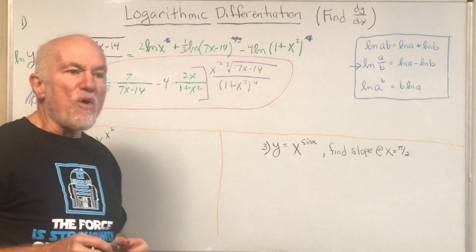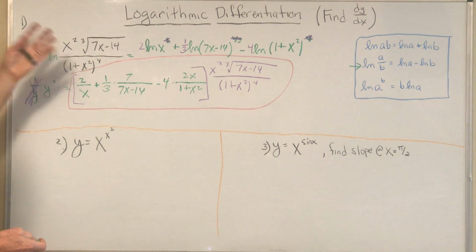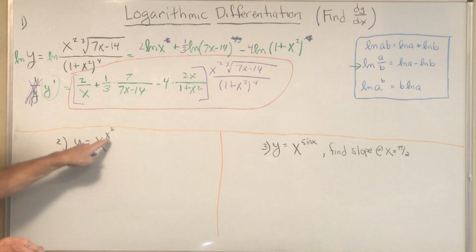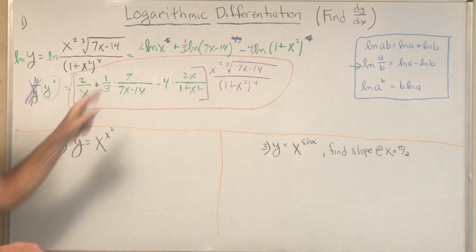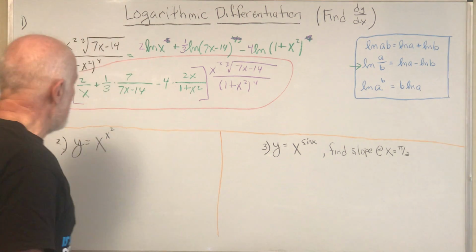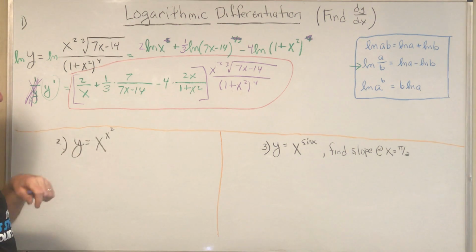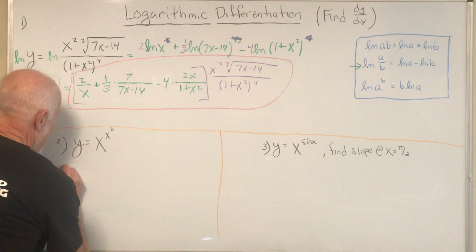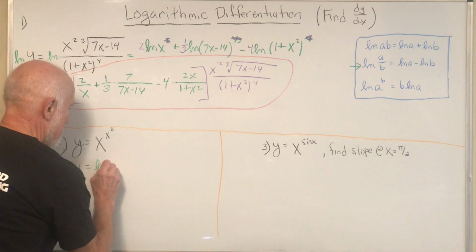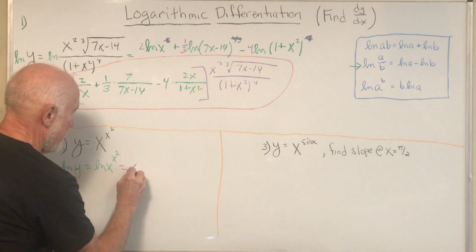Now, something that might even be more valuable is, because we could have done this one with all those other rules, if we get a function where we have y equals a function to a function power, logarithmic differentiation is the only way we can take the derivative. So that's why I say it's even more valuable. There's no rule that allows you to take x to the x squared power. So what I'm going to do is take the natural log of both sides, and then I can take the x squared and put it out front.